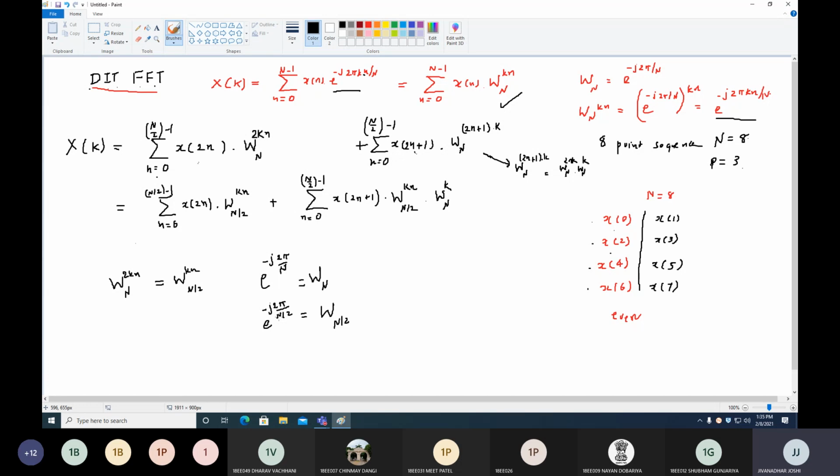Is it clear? Yes, sir. This is just a notation. Do not think that writing something in the suffix means it is written in the power of e raised to. This is just notation. That's why this is valid, not otherwise.